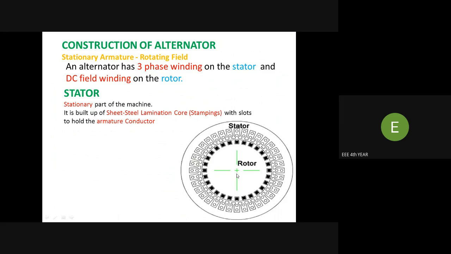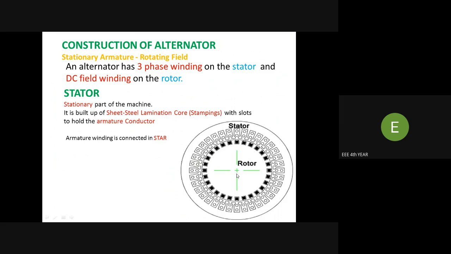So silicon steel lamination. Why silicon steel lamination? It is used to reduce the eddy current losses and hysteresis losses. The silicon content is used to reduce the hysteresis losses. Laminations, the stampings, are used for the purpose of reducing the eddy current losses. So it may be applicable only for the higher rating machines mostly.